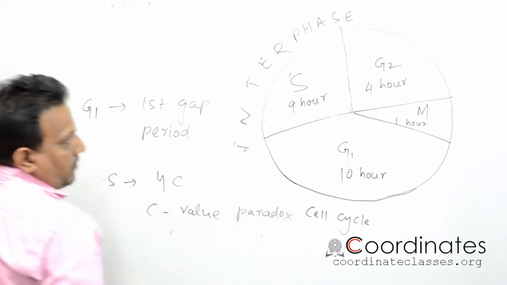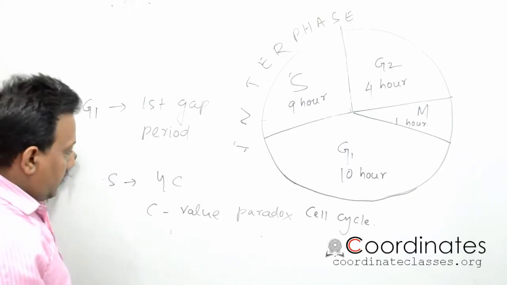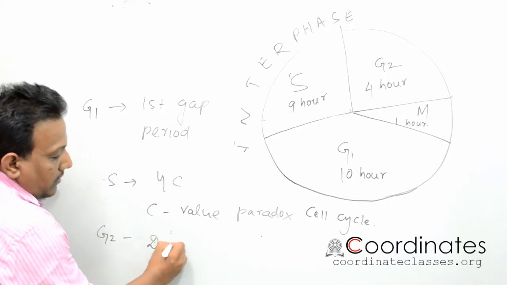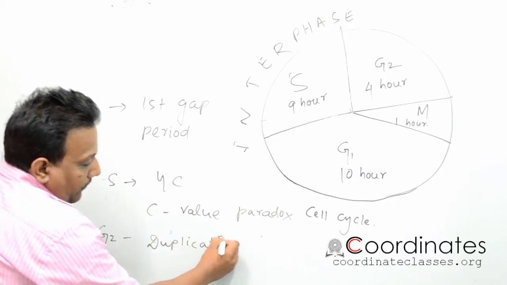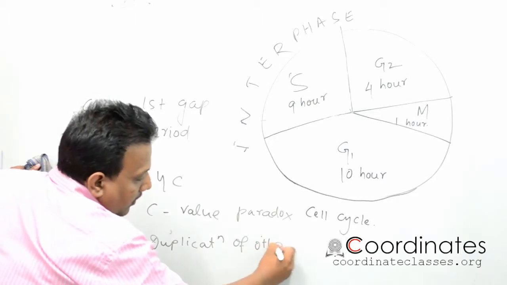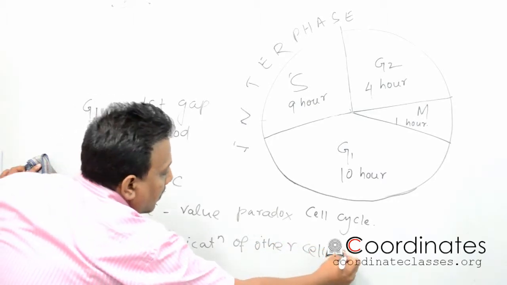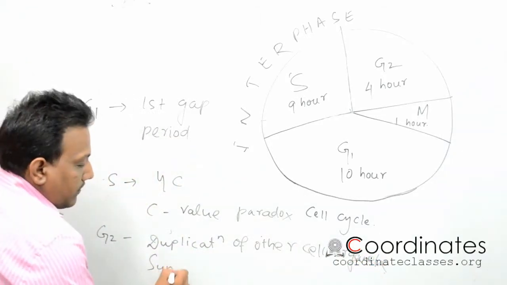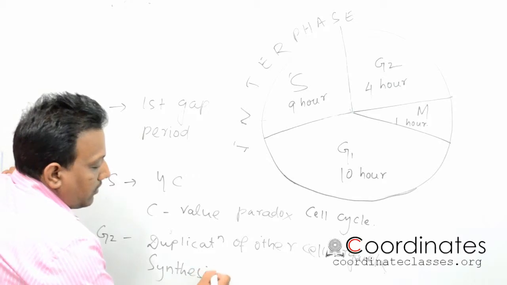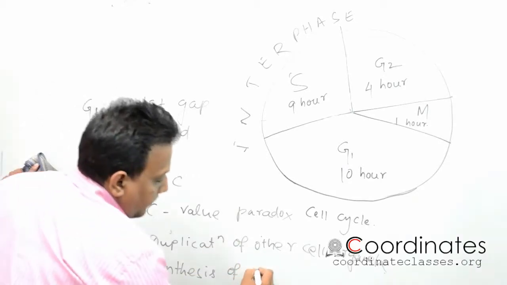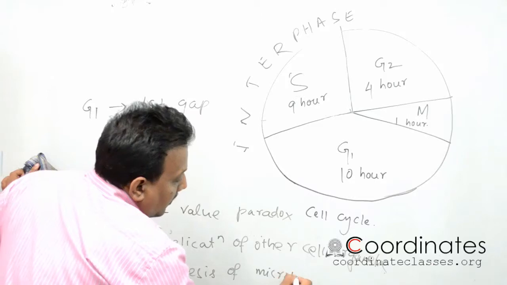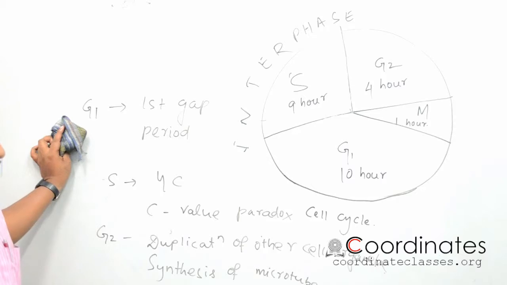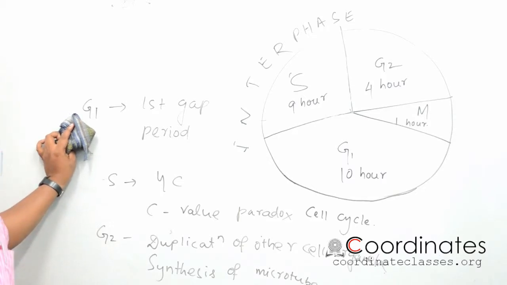Then after S phase, the cell enters G2 phase, where duplication of all other cell organelles takes place. Then the second event is synthesis of microtubules, which is another major event required for cell division. Now during this M phase, which is about 1 hour, the cell undergoes karyokinesis followed by cytokinesis.